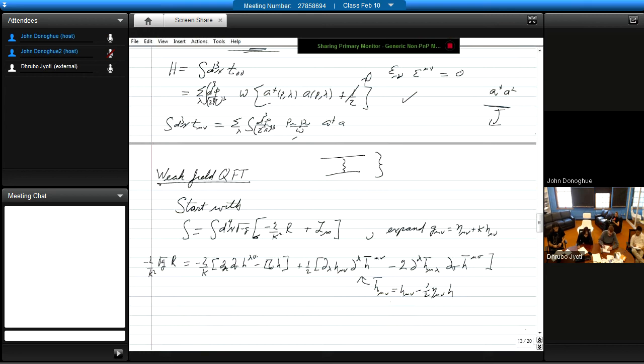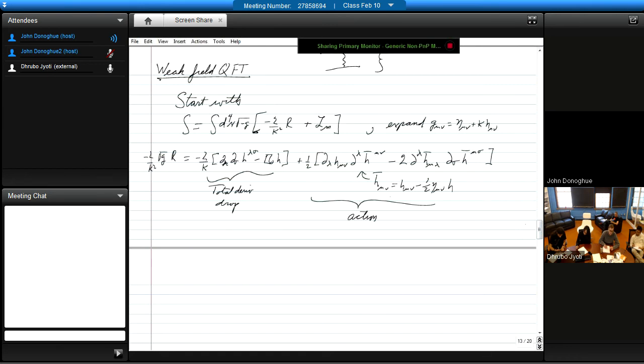Okay. This first piece is a total derivative, so you drop it. The second piece is not. That is the important piece in the action. So there's the action for h.